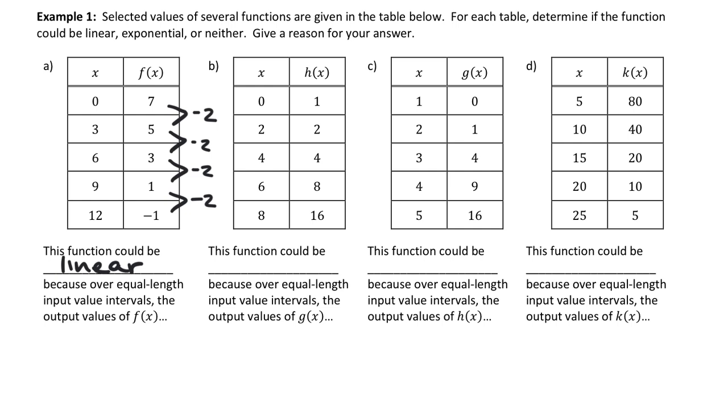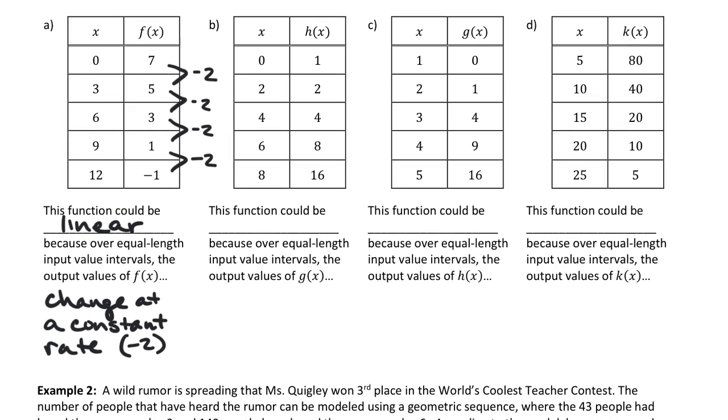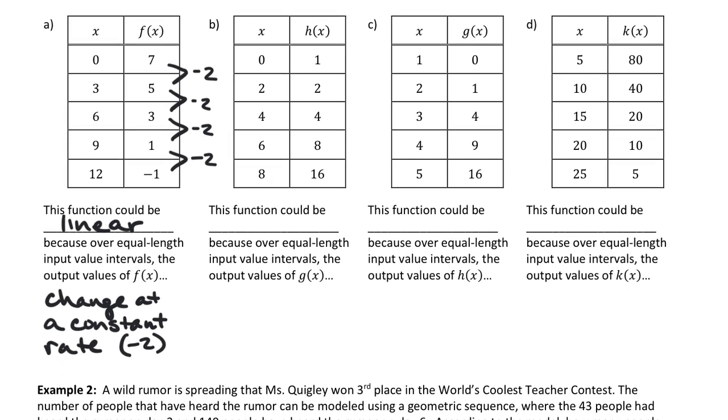Because over equal length input value intervals, the output values of f of x change at a constant rate. That's exactly how we answered things in Unit 2. And just for bonus, we're going to say -2. That's our constant rate. Right? We've done questions like this before. Easy peasy, lemon squeezy.